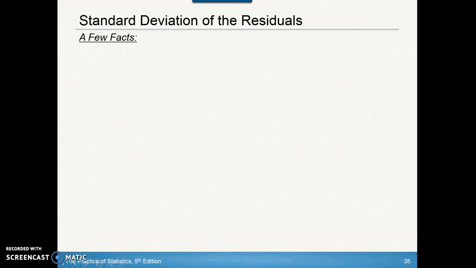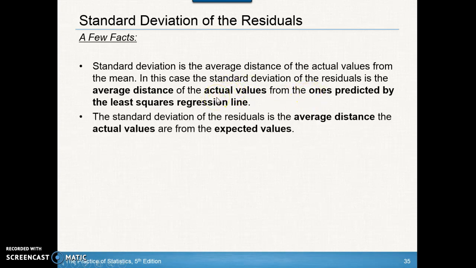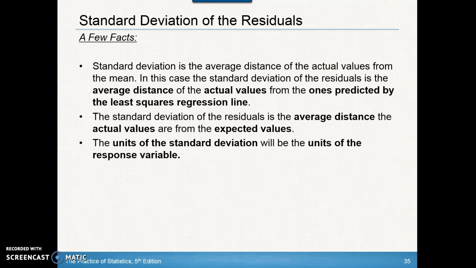All right, first let's take a look at a few facts about the standard deviation of the residuals. Number one, the standard deviation is the average distance of the actual values from the mean. So in this case, the standard deviation of the residuals is the average distance of the observed or the actual values from the ones predicted by the least squares regression line. It's the average distance from the actual values to the expected ones.